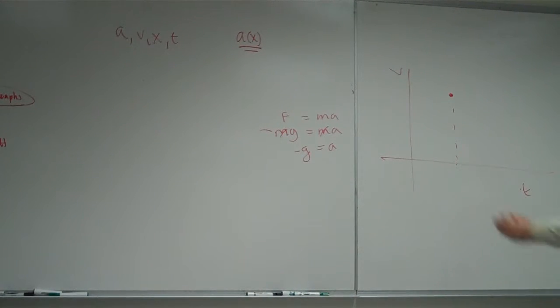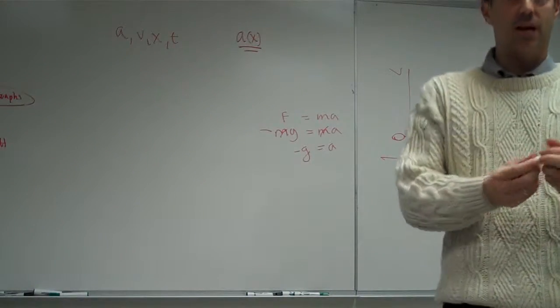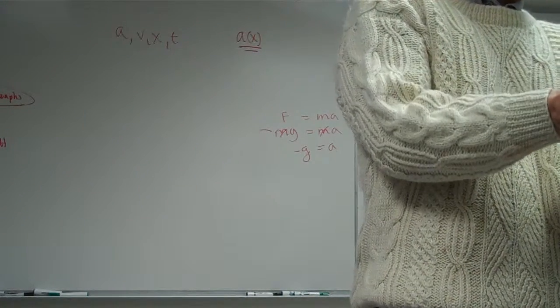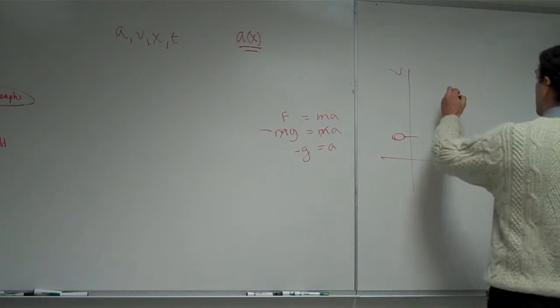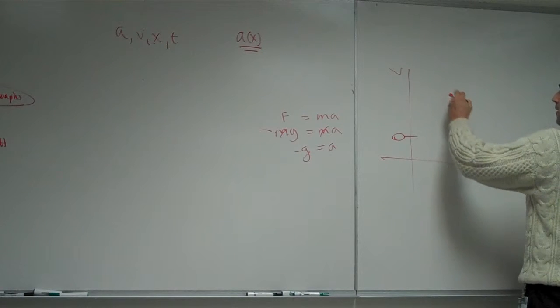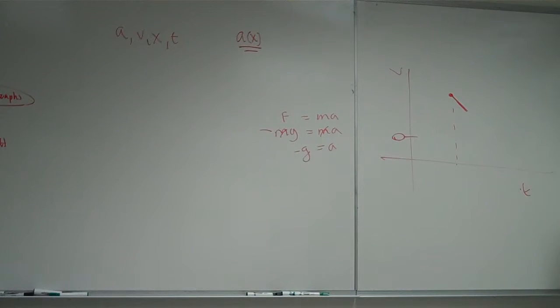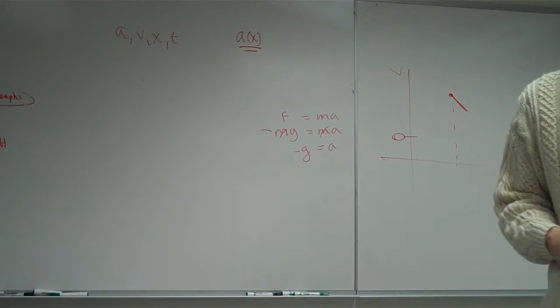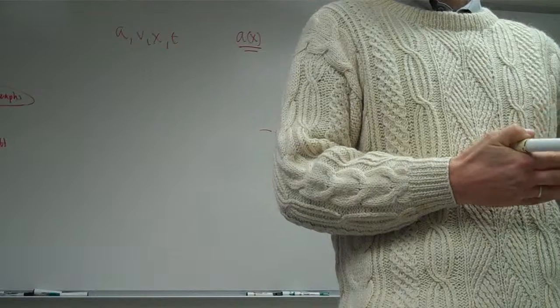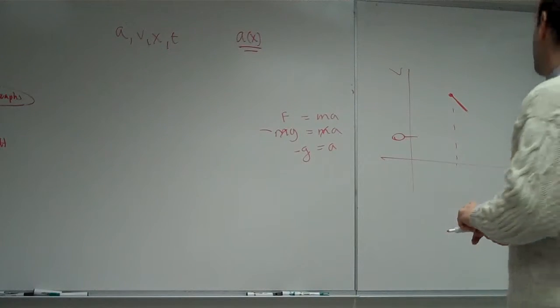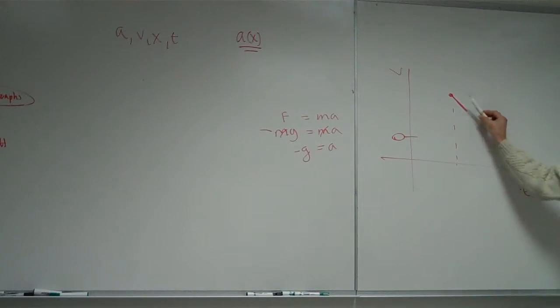After I let go, and I'll put my 0 here, the instant after I let go, does the marker speed up or slow down? Slows down. And Zach told me that it should be linear, meaning it should be a straight line, because the acceleration is always negative 9.8. The acceleration is the slope of the velocity versus time graph. So the slope should be a constant.